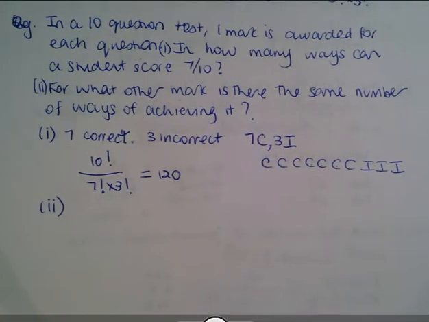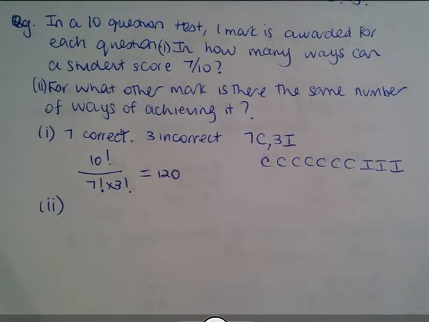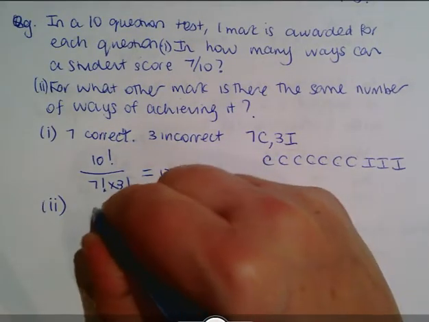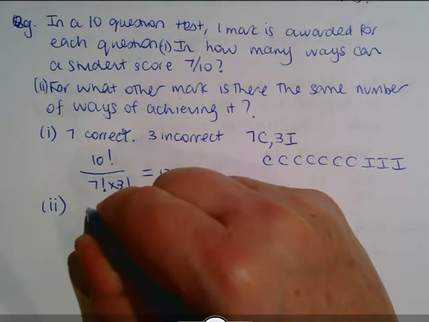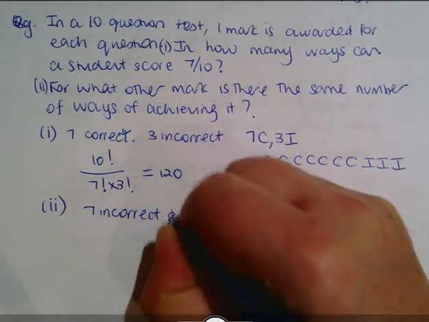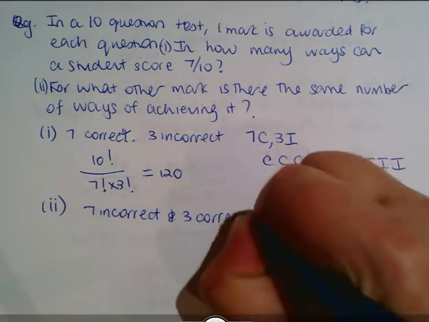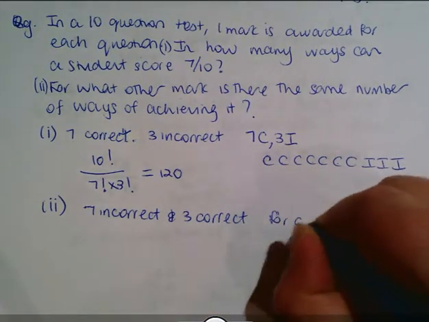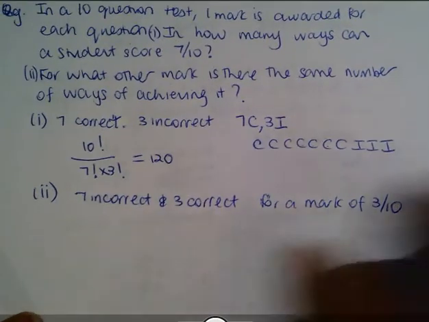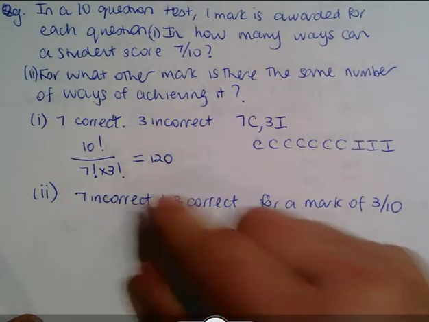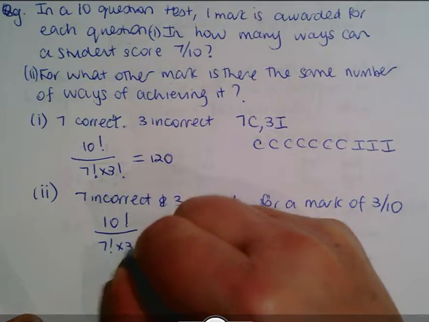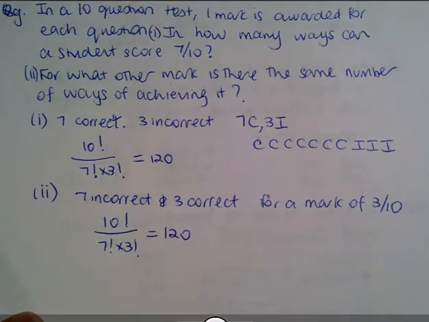Now part 2 says, for what other mark is there the same number of ways of achieving it? We're dividing by 7 factorial times 3 factorial. You would get the same answer if you had 7 incorrect and 3 correct. So it would be for a mark of 3 out of 10, because you're arranging 7 I's and 3 C's. That again would be 10 factorial over 7 factorial times 3 factorial, which is 120 ways.